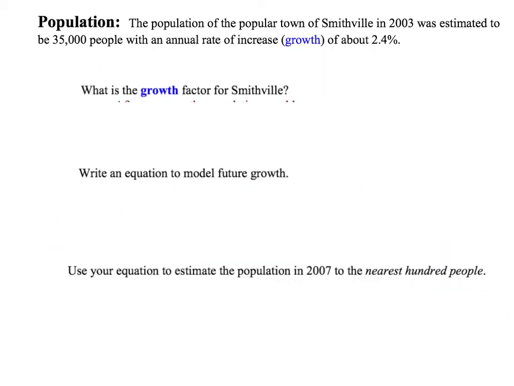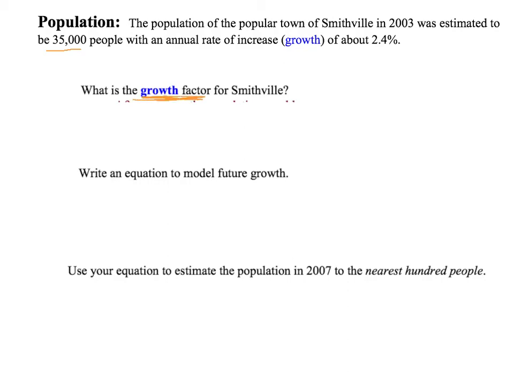Okay, we're going to take a look at two models that either describe a growth scenario or a decaying scenario that we may see in the real world. Our first one is related to growth, and it describes the population of the popular town of Smithville in the year 2003. They say that the population was estimated to be about 35,000 people that year, with an annual rate of increase or growth of 2.4%.